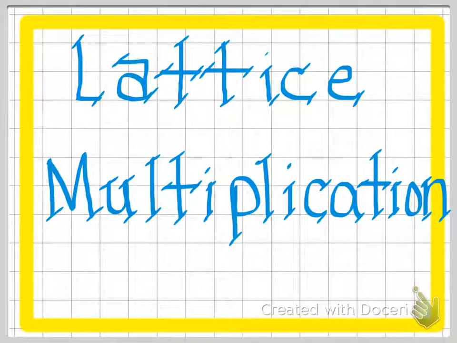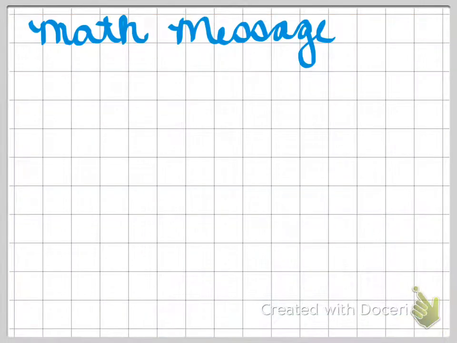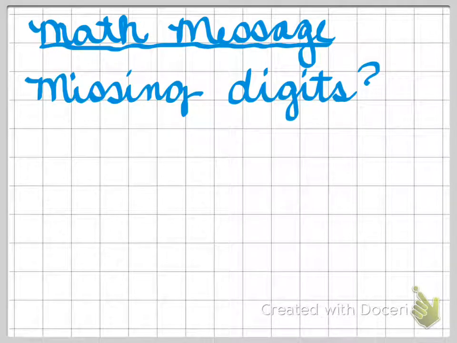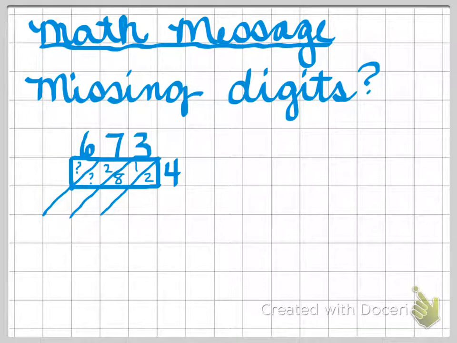Hello, today we're going to be talking about lattice multiplication. And we're going to start with our math message. Let's think about missing digits here in this problem. Now, if you recall what lattice multiplication is, you should be able to figure this out.